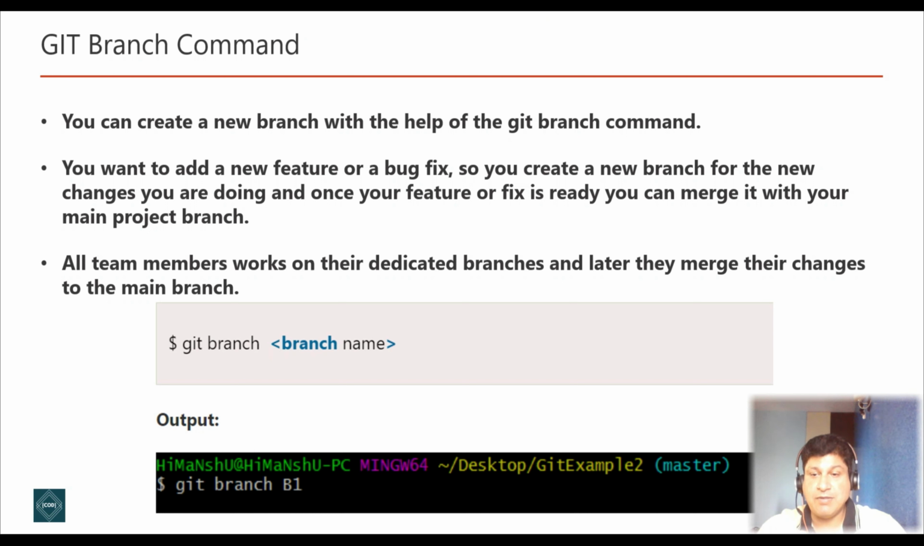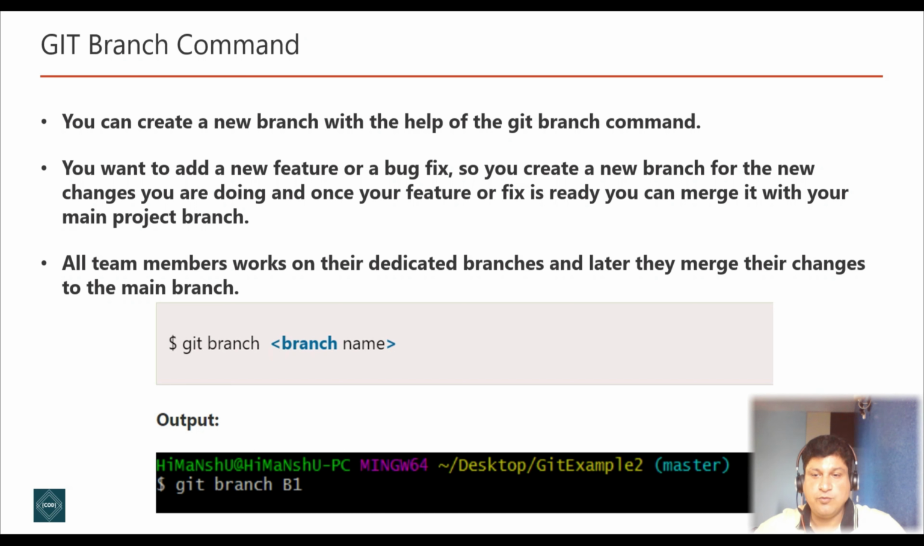In fact, all the team members should work on their individual branches. And once their work is ready, once the feature is ready, once the fix is ready, they should merge their code with the main branch so that it is available for others to use. So what is the syntax here? git branch and a branch name. This is the command to create a branch in your local repository, like given here, git branch b1. So it creates the branch b1 for you.